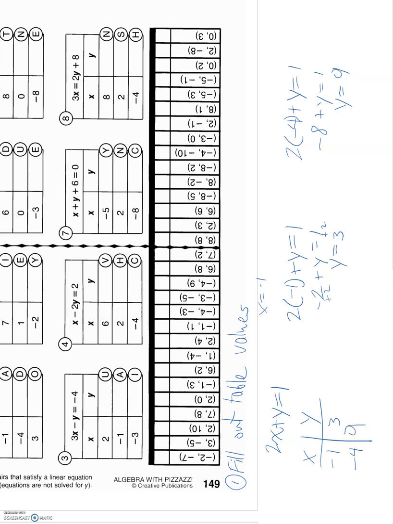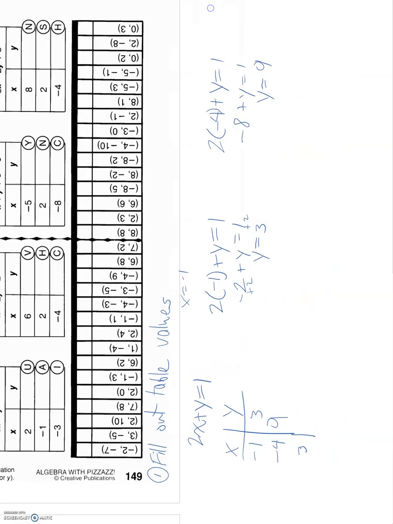Now in order to make a line, we need at least 3 points. Okay? At least 3 points. And so we're going to substitute that one in. So we get 2 times +3 plus y equals 1. 6 plus y equals 1. So we have to subtract 6 from both sides, and we get y equals -5.